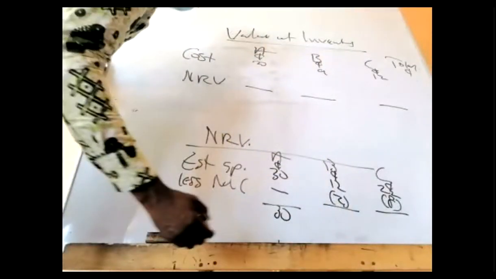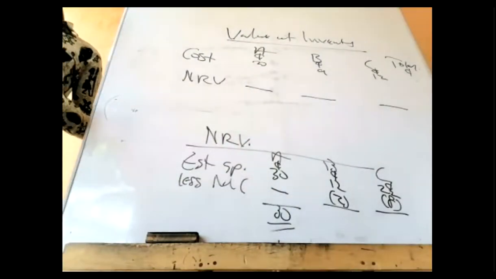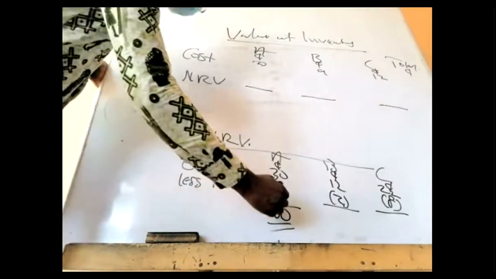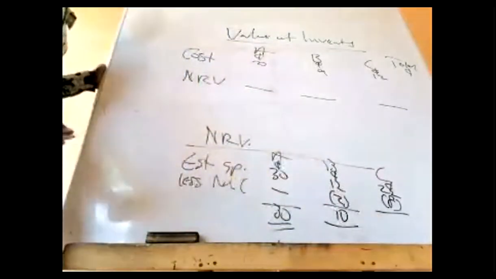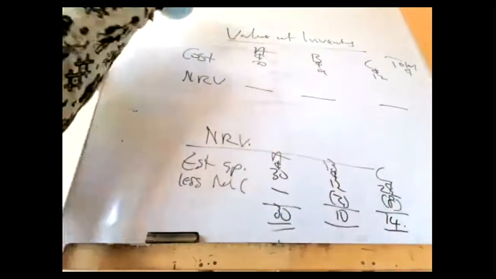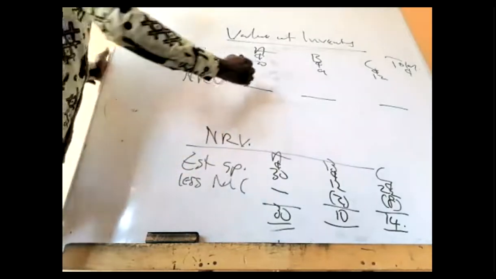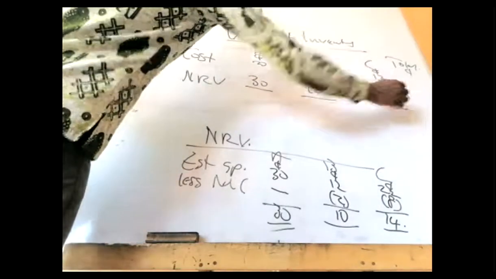NRV for the other one will still be 12. But it will be 10. Good. NRV here will be 10. NRV will be 14. Okay, so therefore 30, 10, 14.